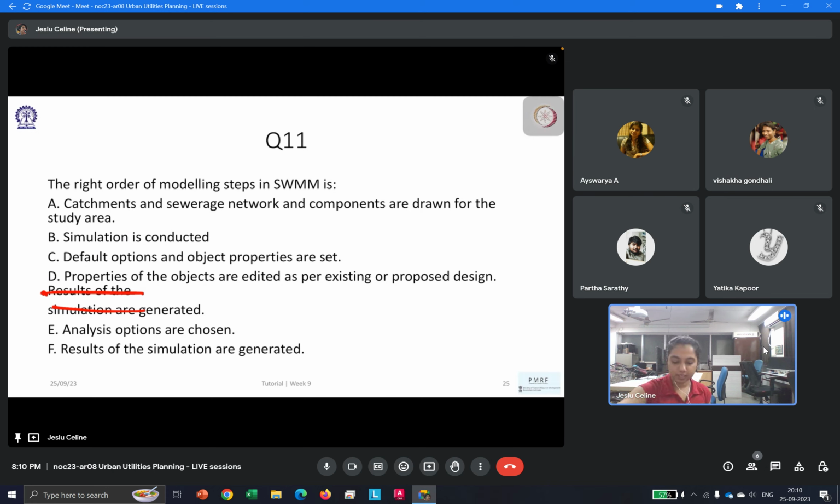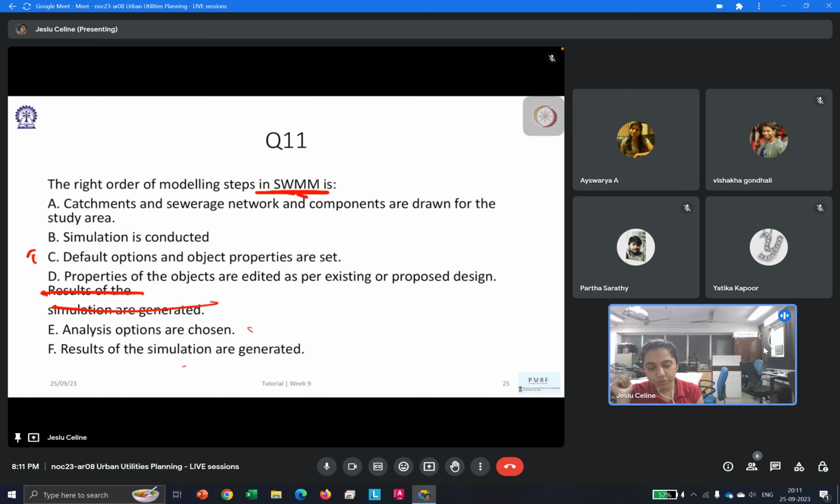Okay, so let's see. Anyway, results will be the last one. Analysis options are chosen, so this can be an intermediate one. So first we need to find what you're doing, right? When you're modeling, A is the first one, ma'am. A is catchment and sewerage networks and components are drawn from the study area. Okay, A can be a first one, but first of all, the default options.